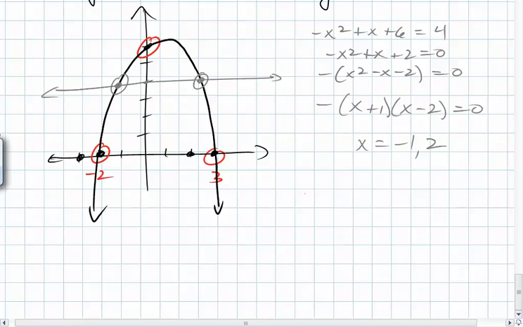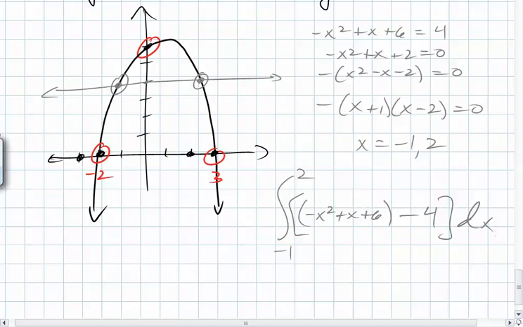And ready? Here's what you would do. Negative 1 to 2, what's the upper bound? Negative x squared plus x plus 6. And what's the lower bound? 4. There it is. You did that. Look, if you did the integral just from here to here, what does the answer come out to be? I don't remember. I'll put it in here. Your homework will be in the notes.